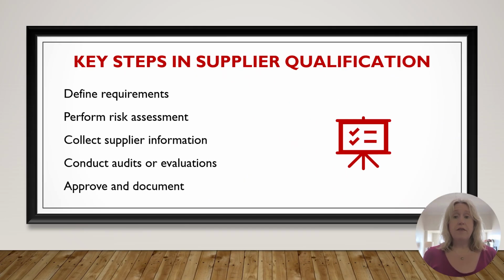So what does the process look like? It typically includes 5 steps: defining what you need from the supplier, assessing their risk, collecting their information, evaluating them through audits or questionnaires, and finally approving and documenting the decision. Let's take a closer look at each step.